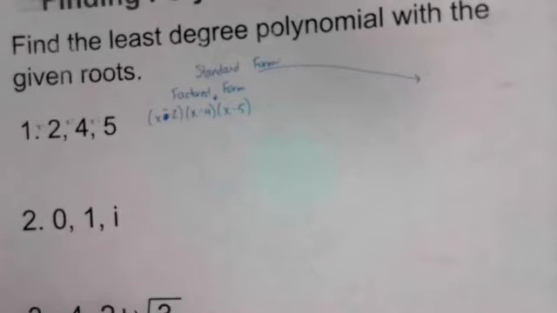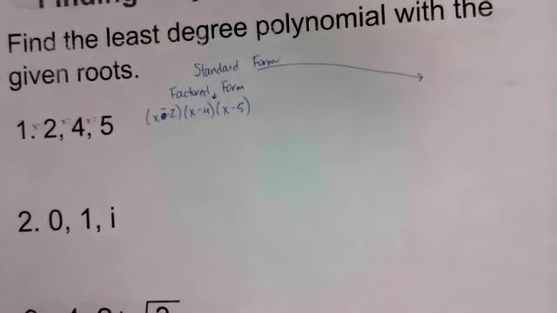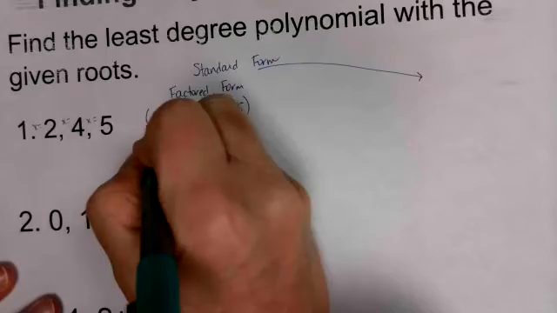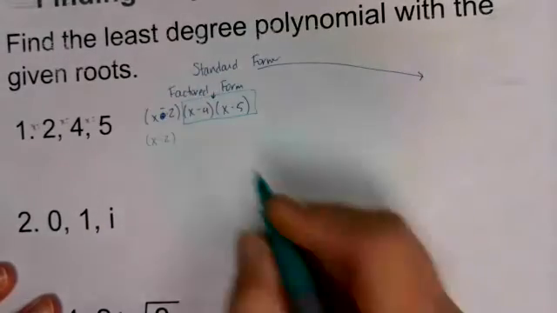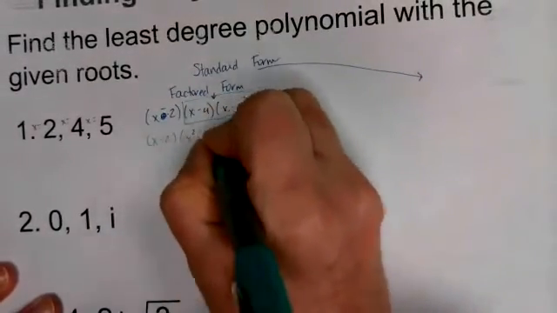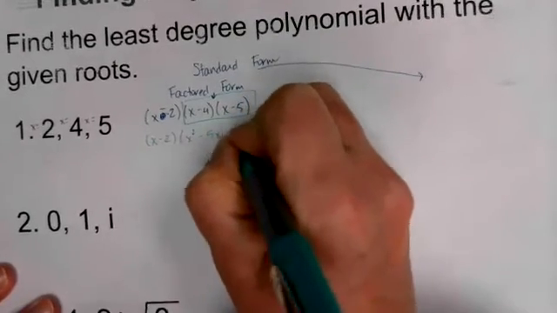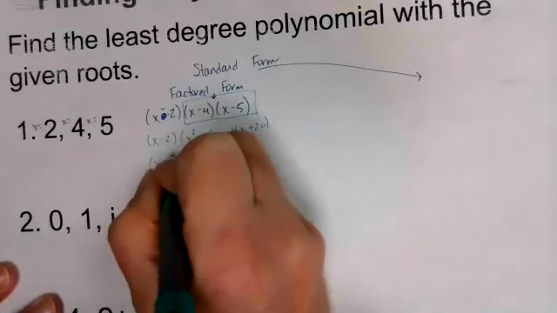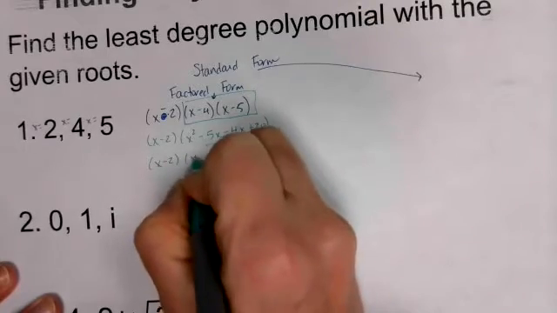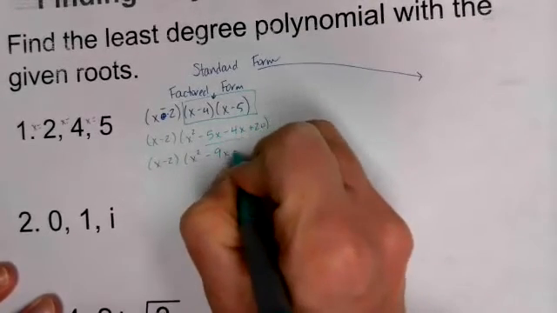All right, so I'm going to multiply these together. I can only multiply 2 things together at a time. So I'm going to leave this first factor, x minus 2, and I'm going to multiply these 2 together, and then I'm going to simplify. So x squared minus 5x minus 4x plus 20. I'm going to rewrite that where I combine like terms. x squared minus 9x plus 20.